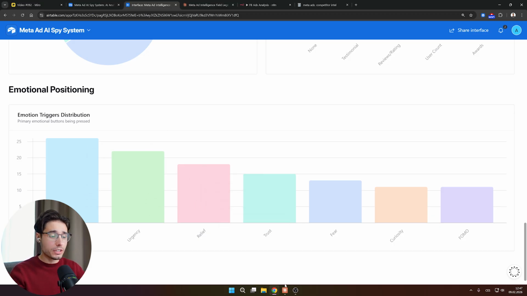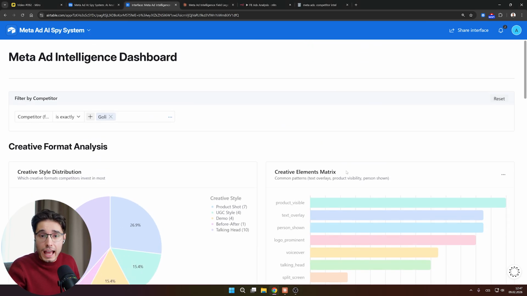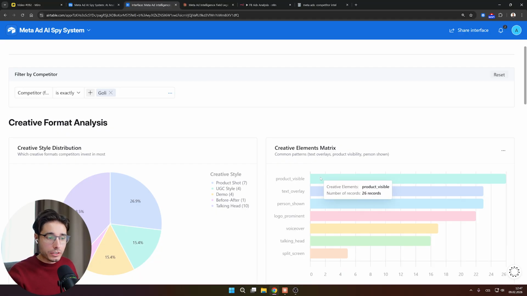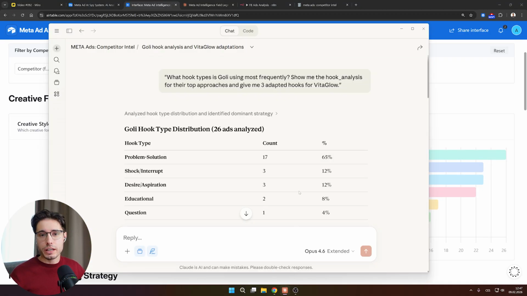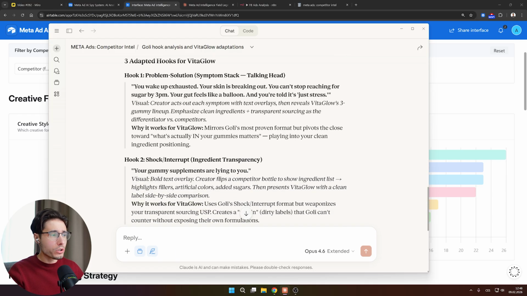But my favorite function here is that we have a custom AI agent connected using Claude. And then we can basically talk to the data using our agent. The dashboard helps us understand the high-level strategy and what is happening, what the patterns are. But the agent actually helps us write our own ads based on their strategy, right? Replicating those patterns. So for example, here we could ask, what hook types is Golly using most frequently? Give me 3 adapted hooks for, let's say, our company called VitaGlow. And it does that. It can access the information in this database and then give us hooks that are kind of replicating their style.